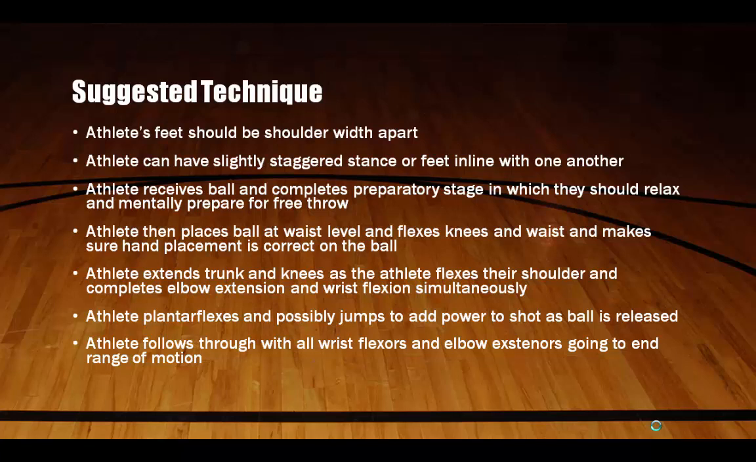The athlete will then place the ball at waist level, flex their knees and waist, and make sure the hand placement is correct on the ball. The athlete will then extend the trunk and knees as the athlete flexes their shoulder and completes elbow extension and wrist flexion simultaneously. The athlete plantar flexes or possibly jumps in order to add power to the shot as the ball is released. The athlete will then follow through with all wrist flexors and elbow extensors going to the end range of motion.